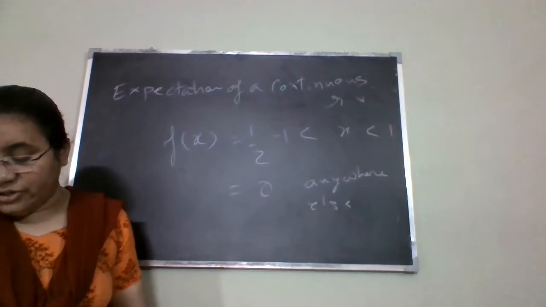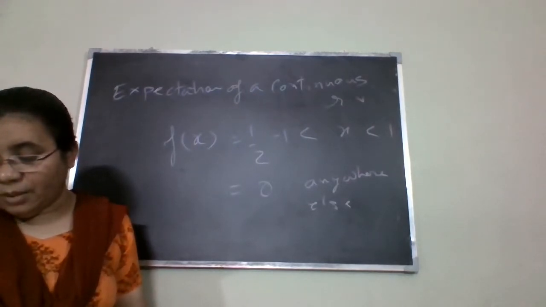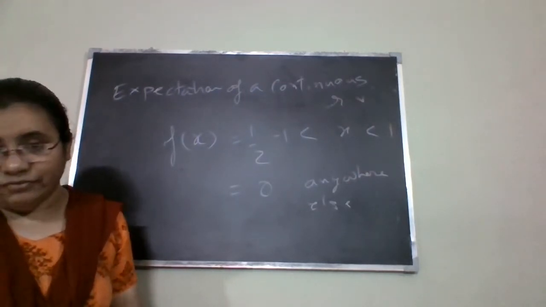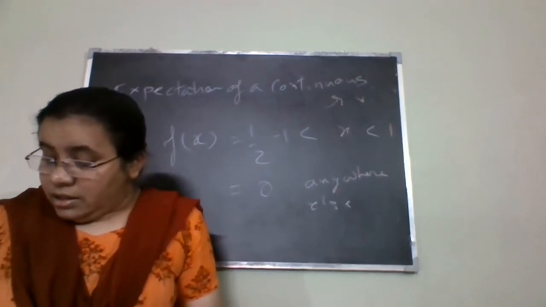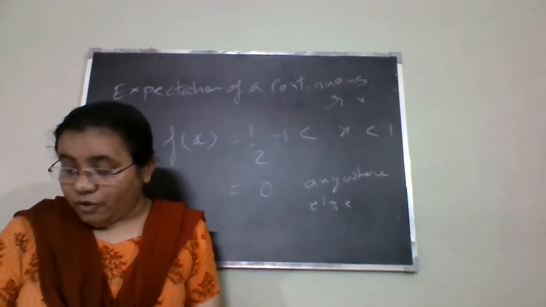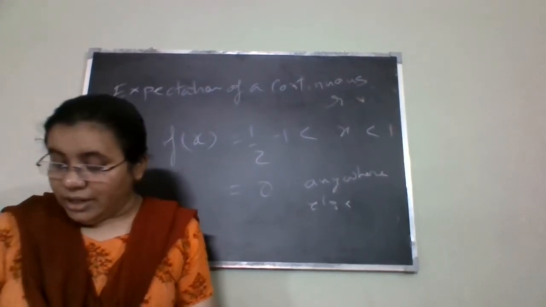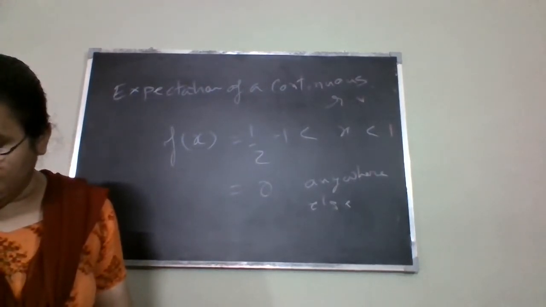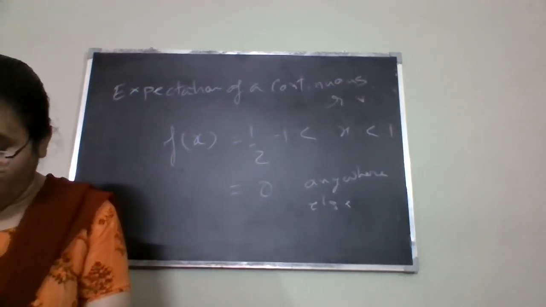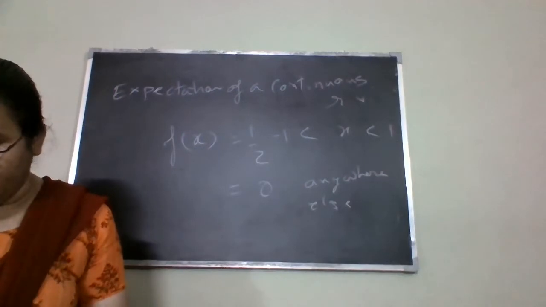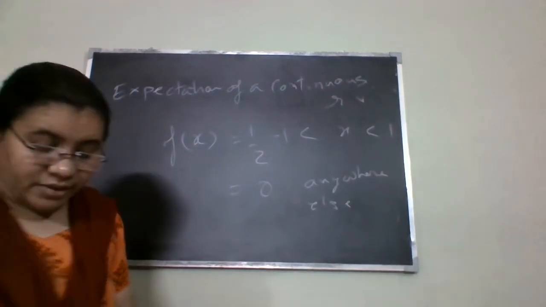Okay, so this is the illustration of how we do this problem. The following properties of expectation of a continuous random variable hold, as they do for discrete random variables. So let us correlate some properties of expectation of continuous random variables and discrete random variables.